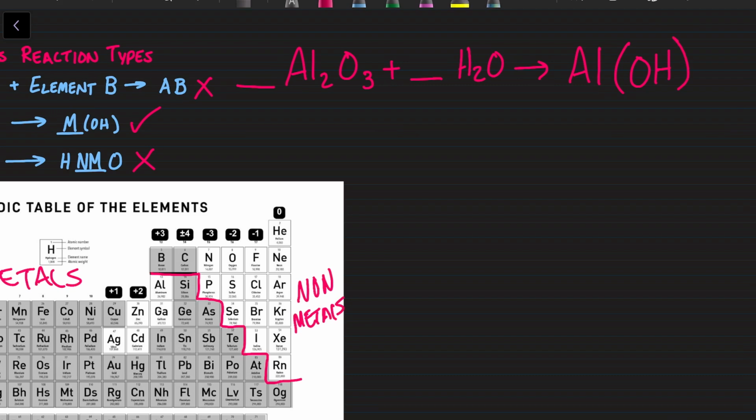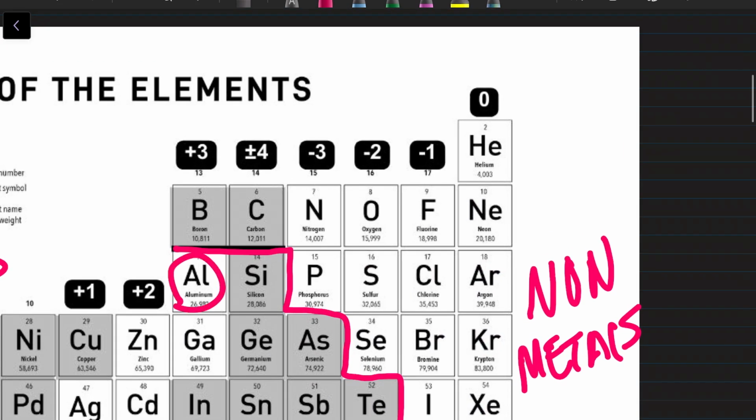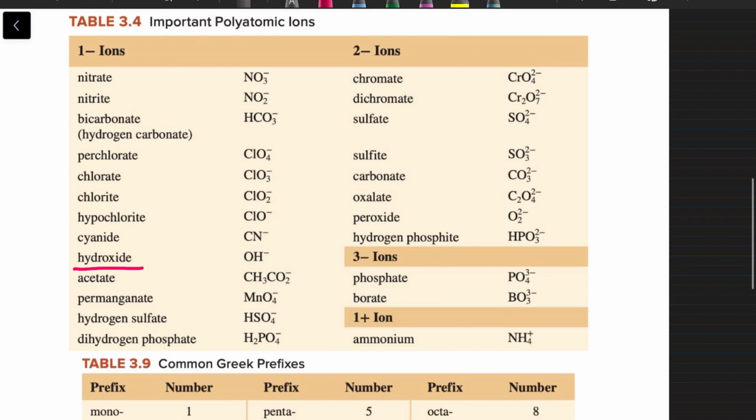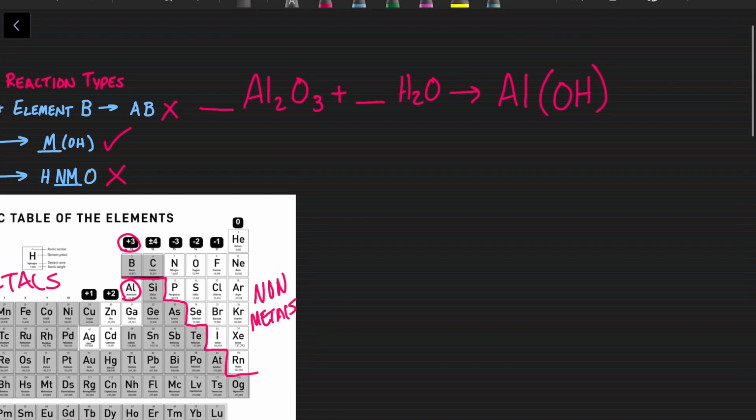The next thing we're going to do is look for the charges. So aluminum has a charge of +3, and then hydroxide has a charge of -1. Okay, perfect. So now we're going to add our charges, and then we are going to crisscross them, and put that 3 in front of the hydroxide and that 1 in front of the aluminum. And again, 1s are redundant, so we do not write those down. Now we just have to make sure that they are balanced.